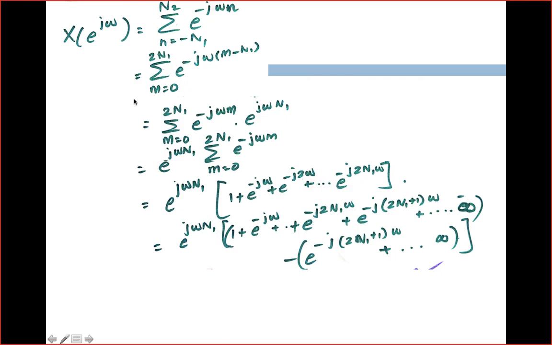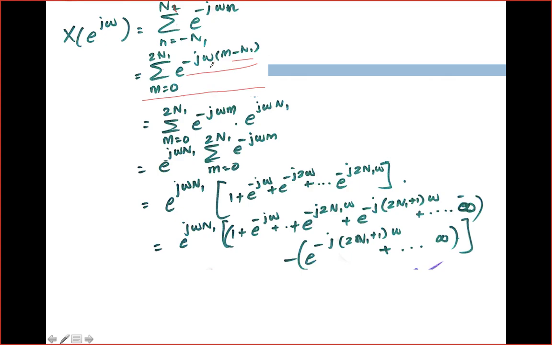Now what happened is, I am here when m is equal to 0 to 2n1, e power minus j omega (m minus n1). Okay, now I have two terms in this exponential. I am going to separate it because one term is variable, another one is constant. I am going to take the constant outside.